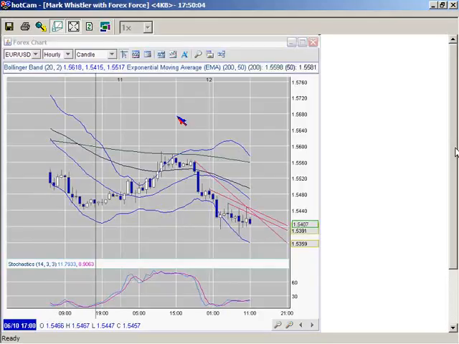Okay, and I'm going to have to move a little bit quicker because we only have 5 minutes left, and I apologize that it takes me so long to get to these shorter term charts.